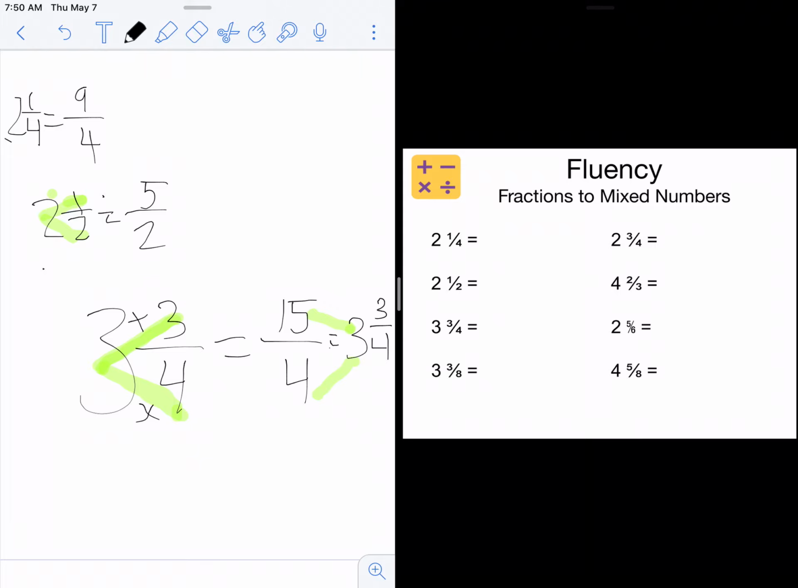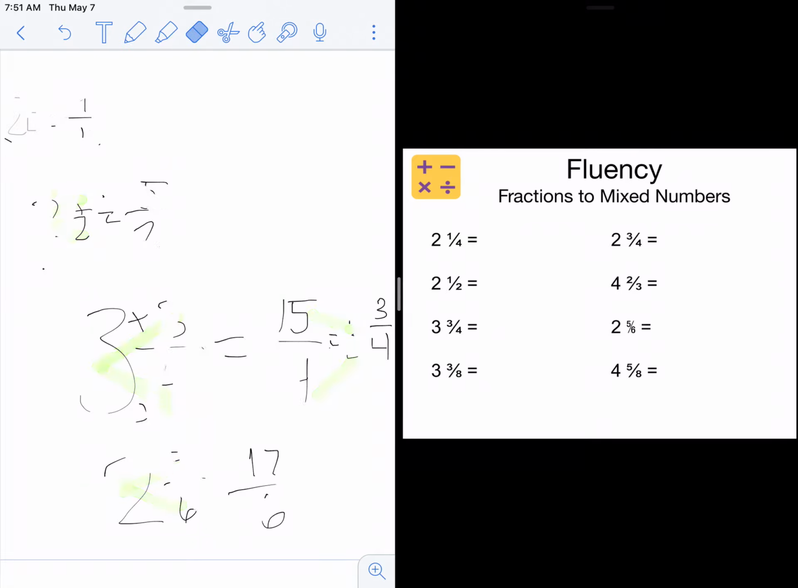And I'm going to do one more. We're going to do 2 and 5/6. So remember our rule, we take the denominator, multiply it by the whole. 6 times 2 is 12, and then we add 5, 17, and keep the denominator, 17/6. All right, that was our last fluency for today. We're going to move on to concept development.